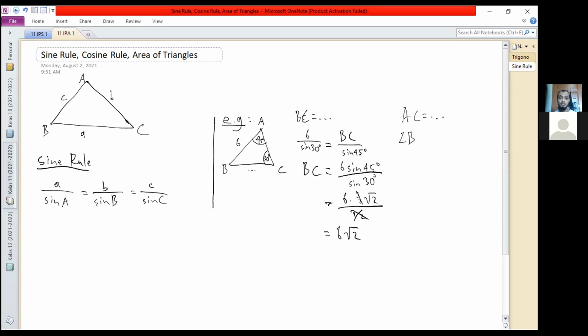So we have the total of all the angles of a triangle, the total will be 180 degrees. So angle B equals 180 degrees minus 30 degrees minus 45 degrees, which is equal to 105 degrees.